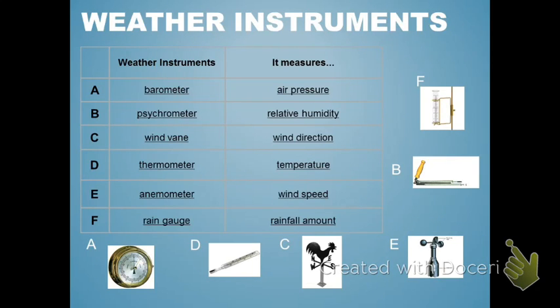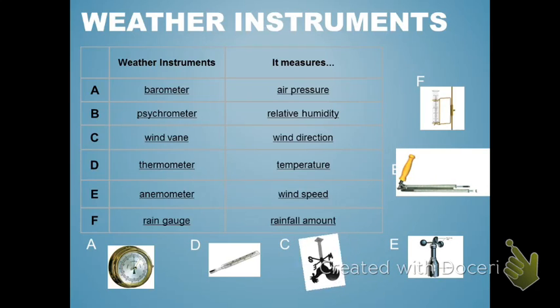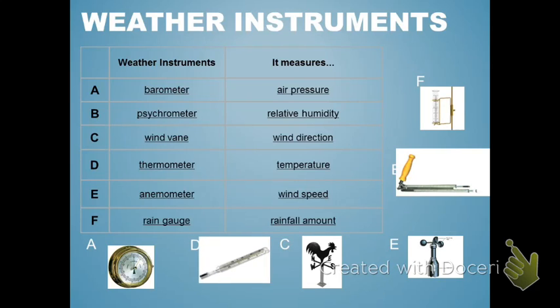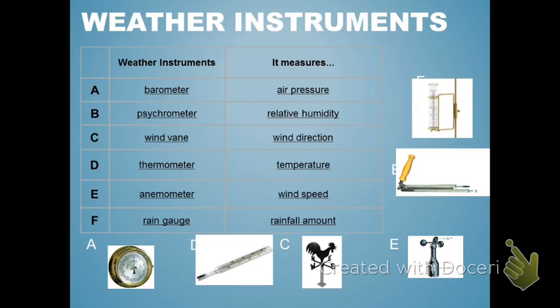Here you will find a chart that will tell you what each weather instrument is designed to measure. The barometer measures air pressure. The psychrometer measures relative humidity. The wind vane will measure wind direction. Thermometers measure temperature. Anemometers measure wind speed, and rain gauges will measure how much rain falls in a specific area.